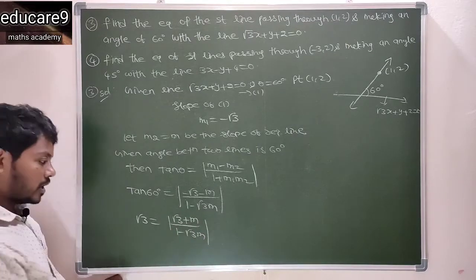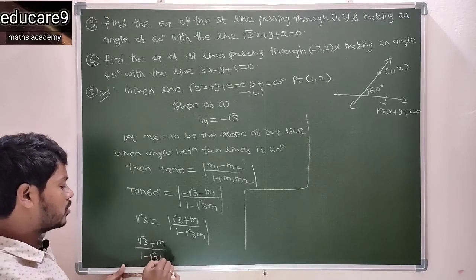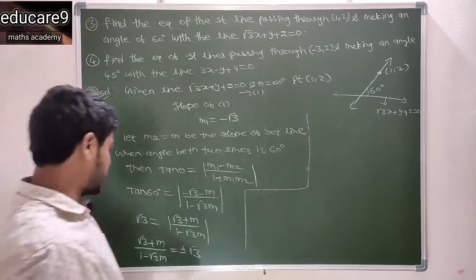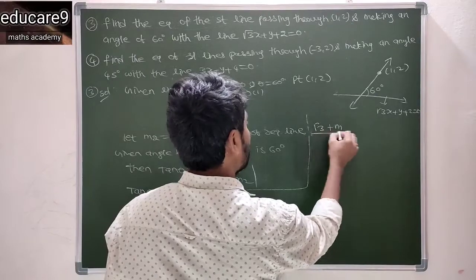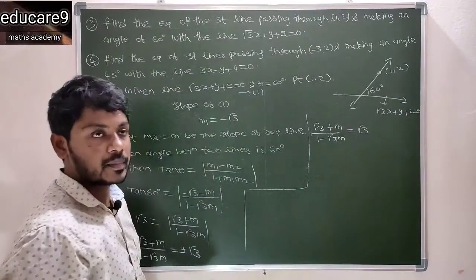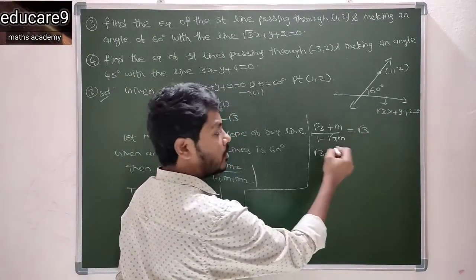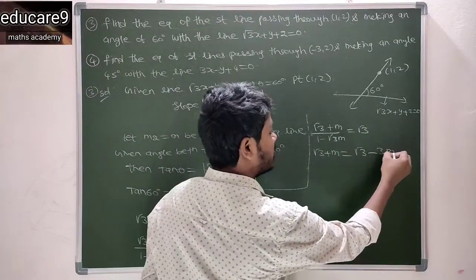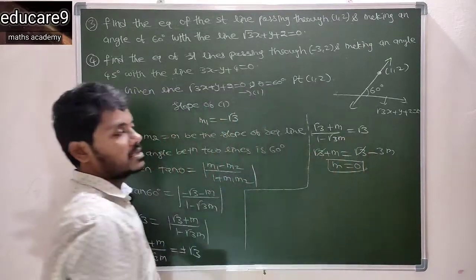So remove mod, what you get? (Root 3 plus m) by (1 minus root 3 m) is equal to plus or minus root 3. So here are two possibilities. First possibility, (root 3 plus m) by (1 minus root 3 m) is equal to plus root 3. Now this is what? Root 3 plus m is equal to root 3 into 1 minus root 3 into root 3 m, that is 3m. So root 3 gets cancelled, m is equal to 0. So this is the first case.